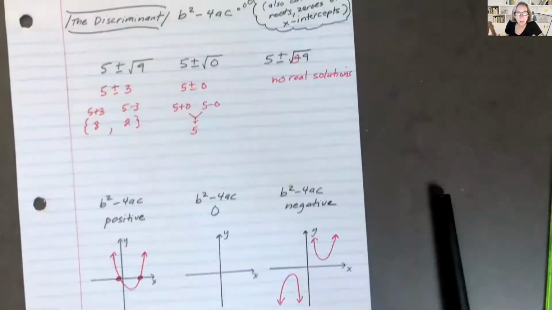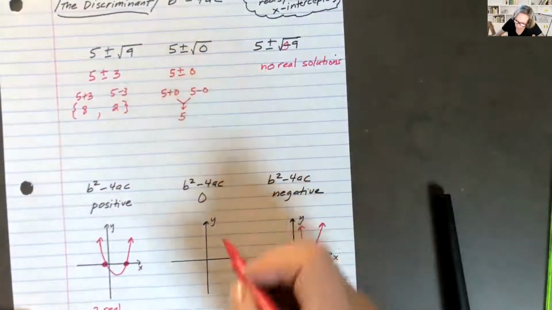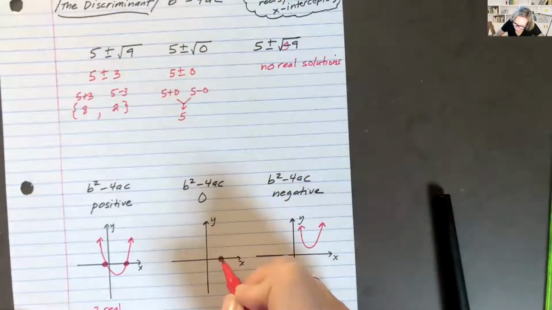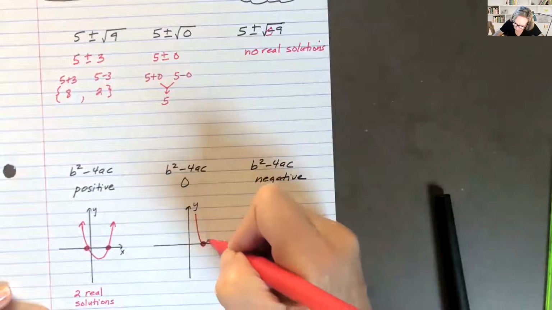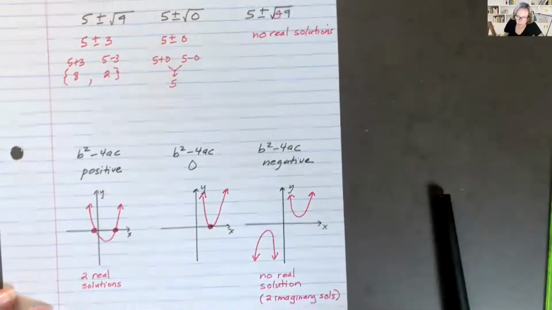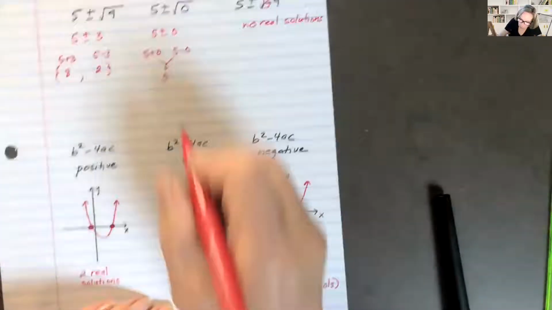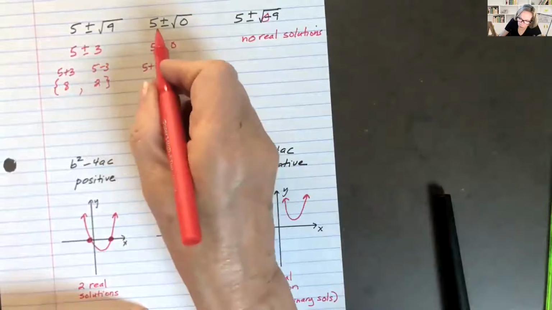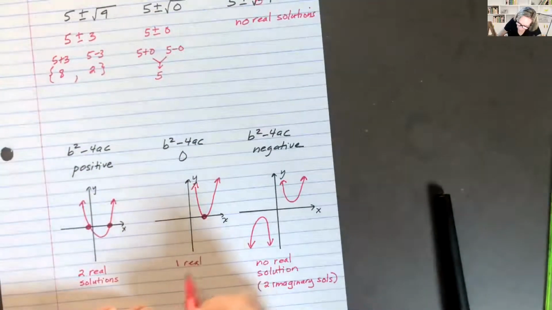So that's a more rare case, but that's when you get exactly one point where the graph crosses the x-axis, and it is actually at the vertex being on the x-axis at that single point. Okay, and that means you only have one solution, because plus or minus the square root of 0 just gives you one value. So that is one real solution.